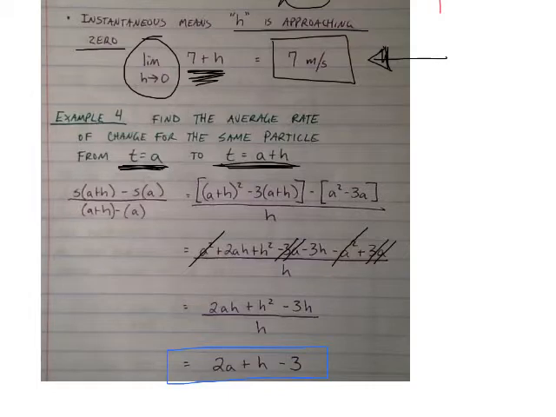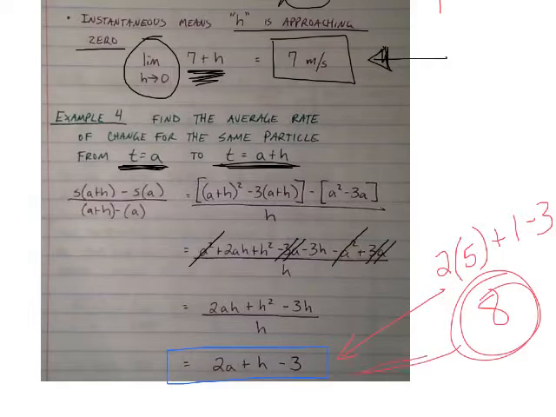So if we wanted to go from time t equals a to time t equals a plus h. And just to verify our findings earlier, if we wanted to do it from time 5 to 6, our h is 1. And we get this value. We have 10 plus 1 is 11, minus 3 is 8. So this still confirms our finding in example 1. Excellent.